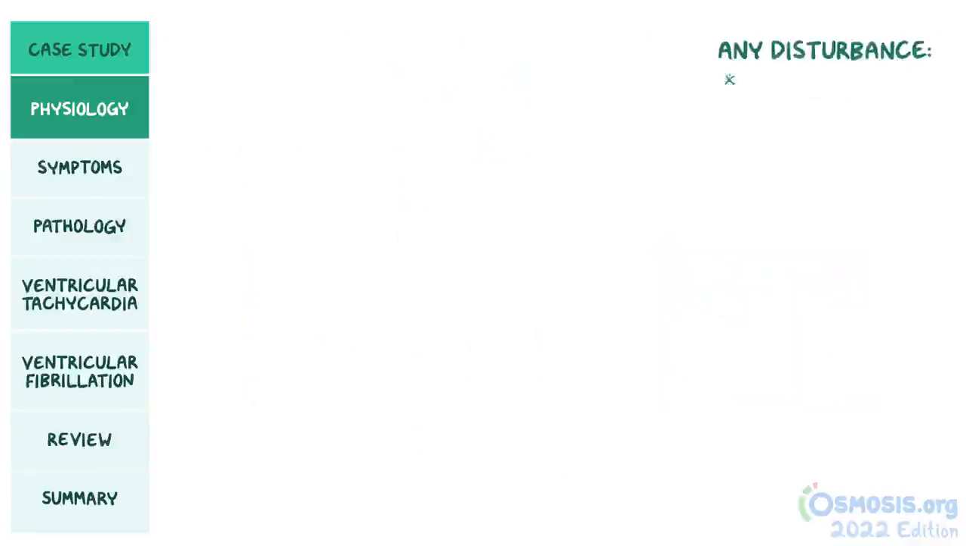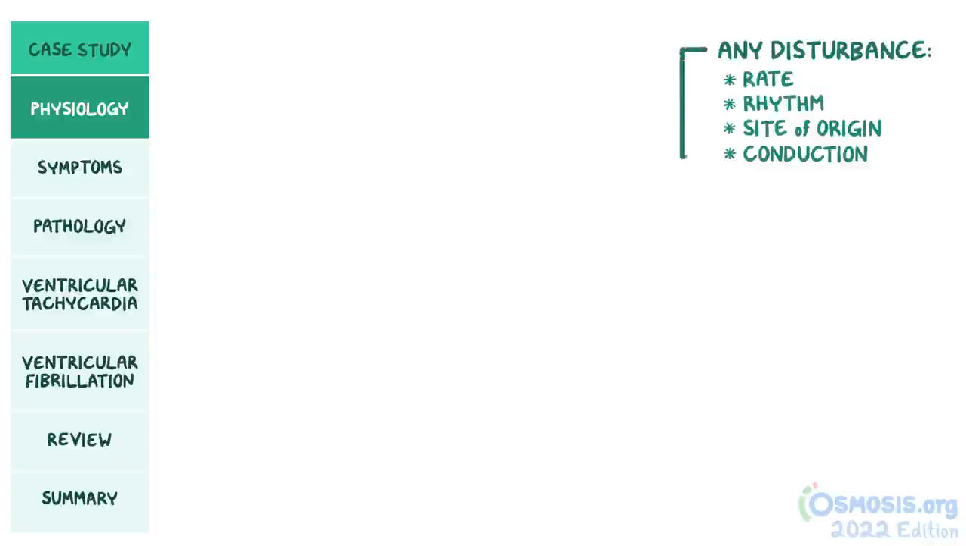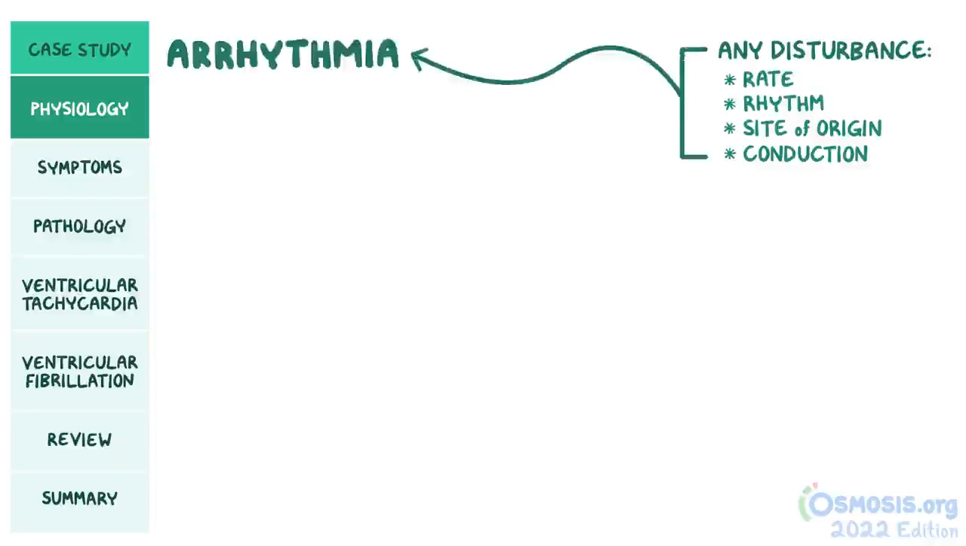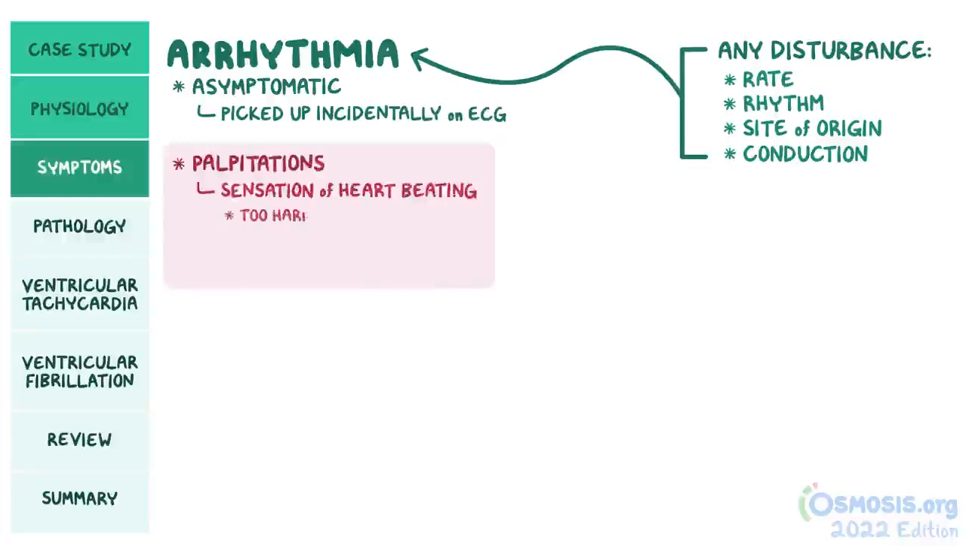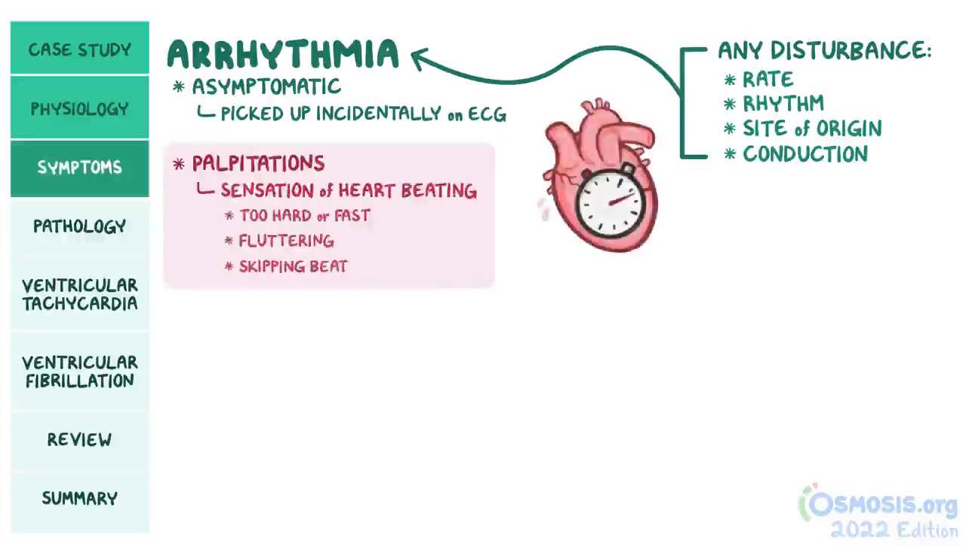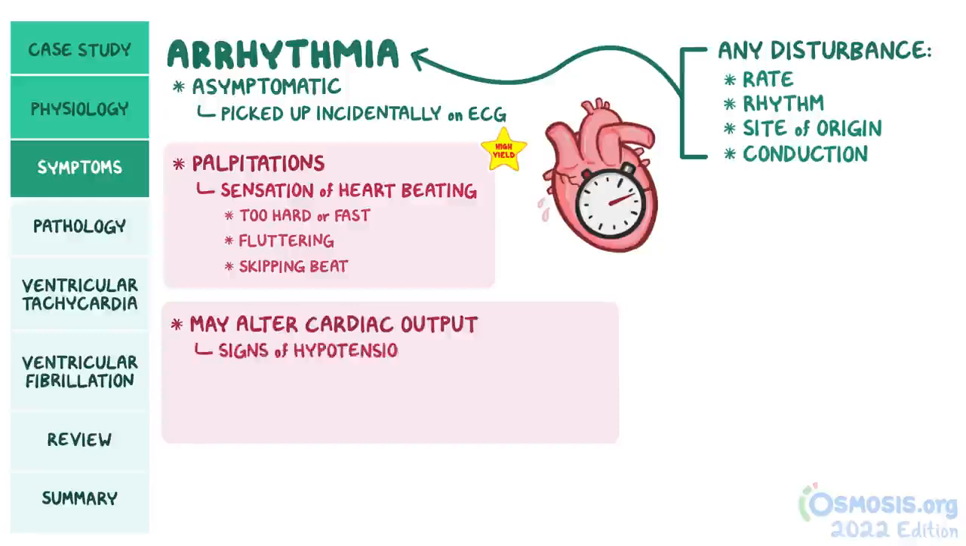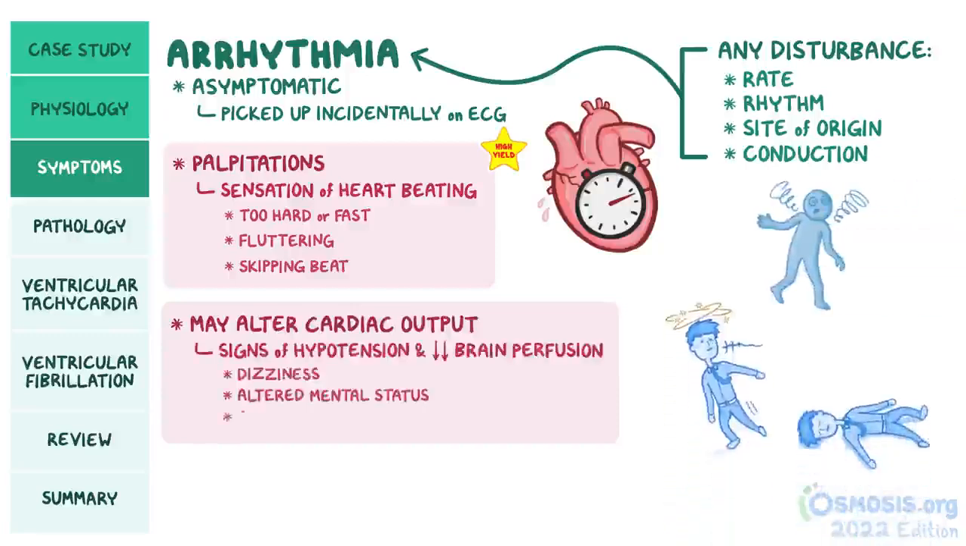Now, any disturbance in the rate, rhythm, site of origin, or conduction of the cardiac electrical activity is called an arrhythmia. Arrhythmias could be completely asymptomatic and be picked up incidentally on an ECG. Arrhythmias can also present with palpitations, which is a sensation of your heart beating too hard or fast, fluttering, or skipping a beat. Additionally, they may alter cardiac output, causing individuals to present with signs of hypotension and decreased brain perfusion, like dizziness, altered mental status, or syncope.